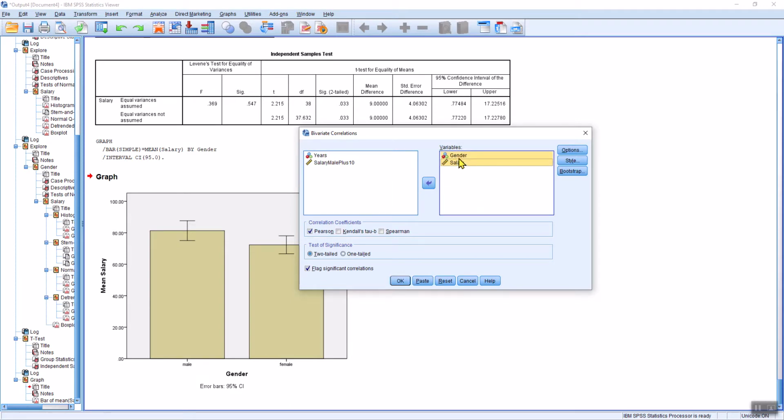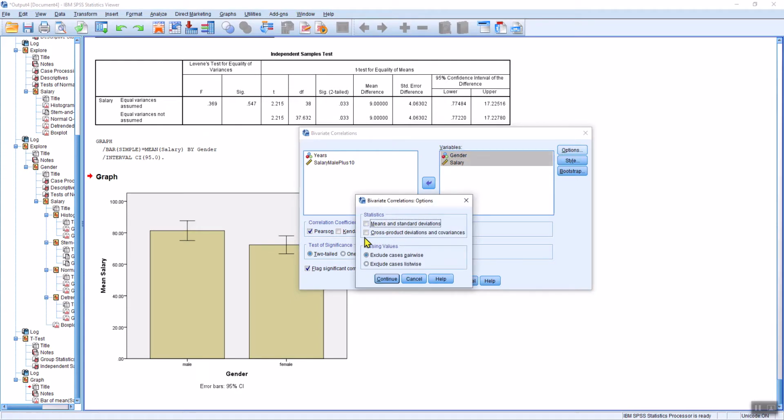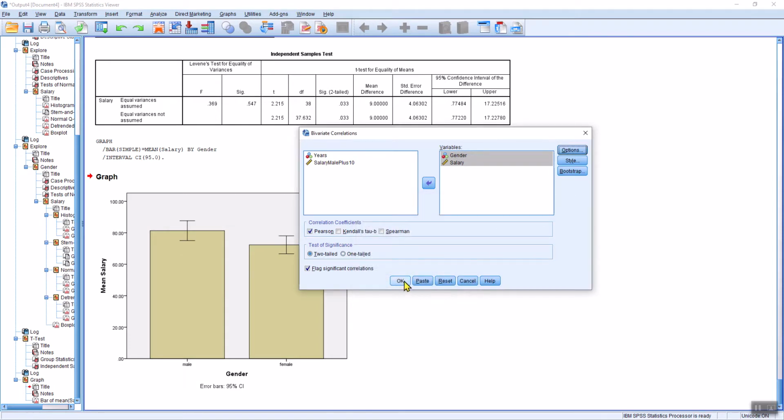Technically speaking, because gender is a dichotomous variable of 0 and 1, you're not supposed to do a correlation with dichotomous data. Technically speaking, since one of these is interval, that's salary, and one of these is nominal, or I guess you could potentially say ordinal, that's gender, it's really a point biserial correlation. So you can still run it, but just understand that it's not a typical Pearson product moment correlation coefficient. Click options to see what's there. There's not much here that's useful to us, so I don't think we need those. And let's get the correlation.